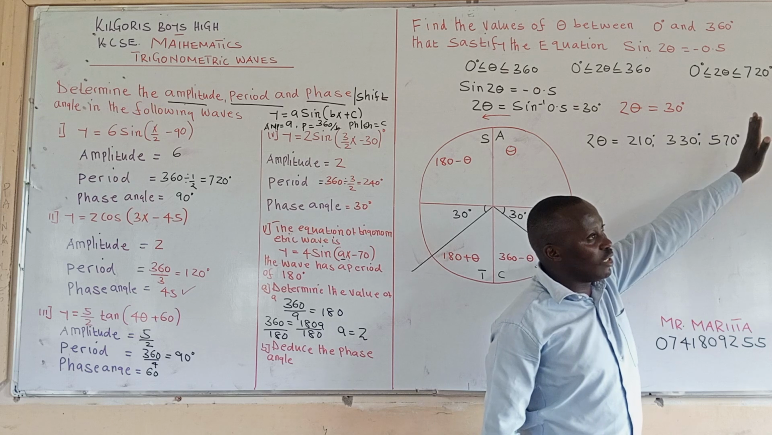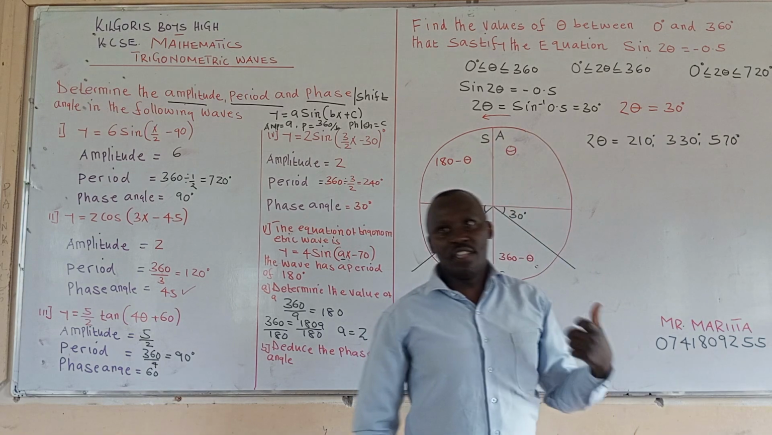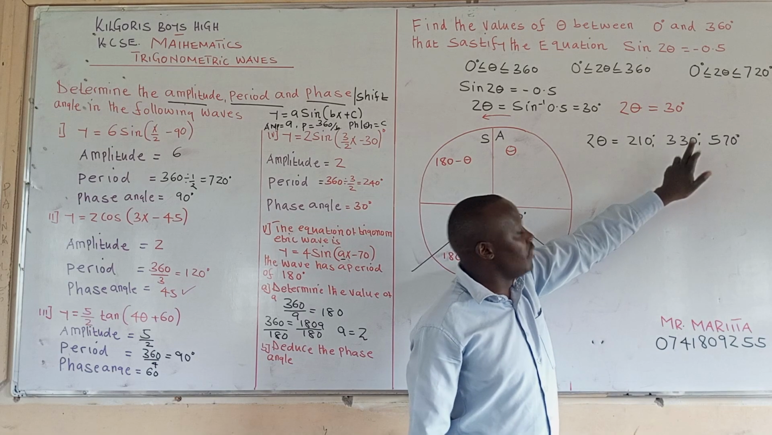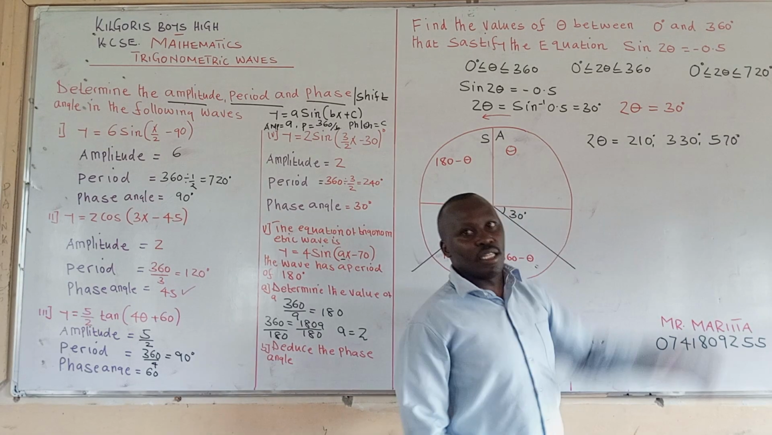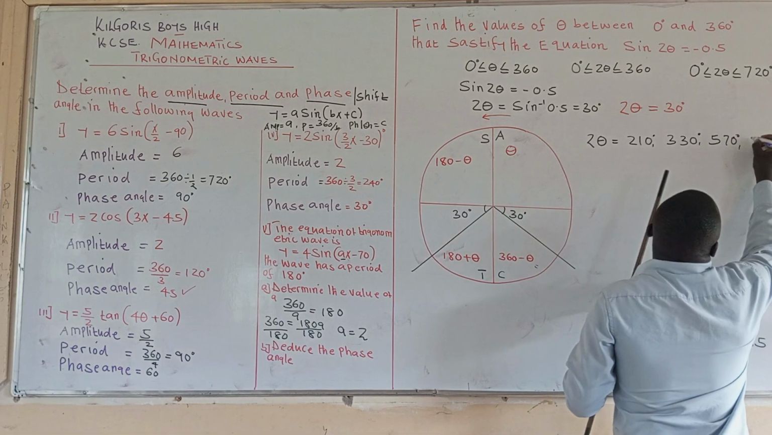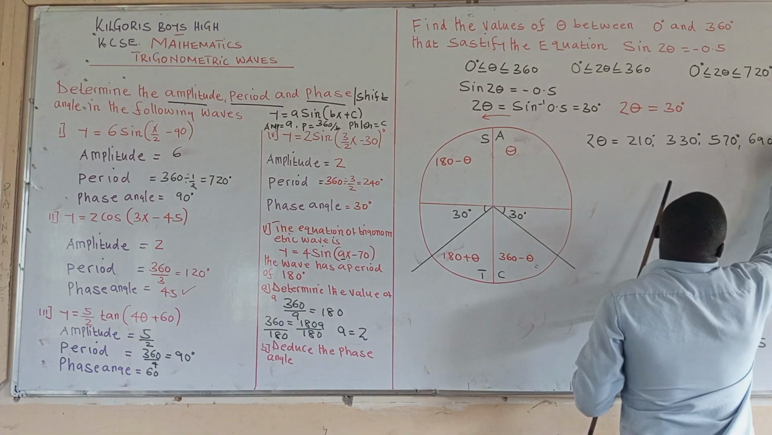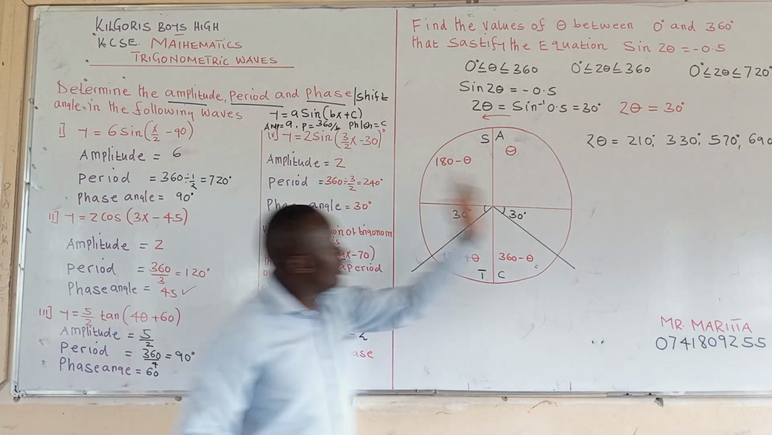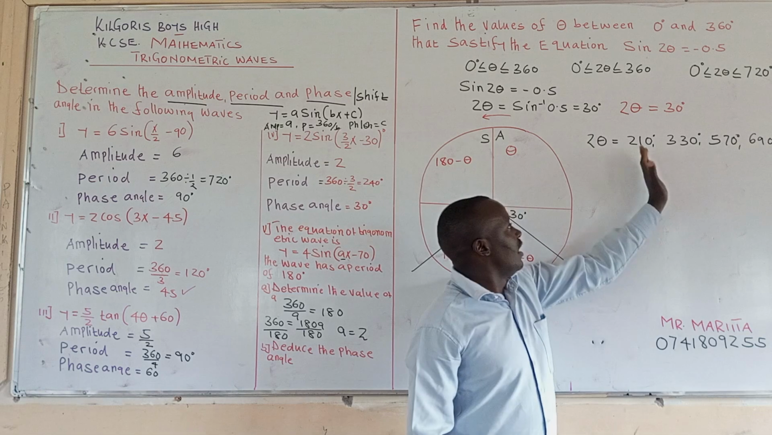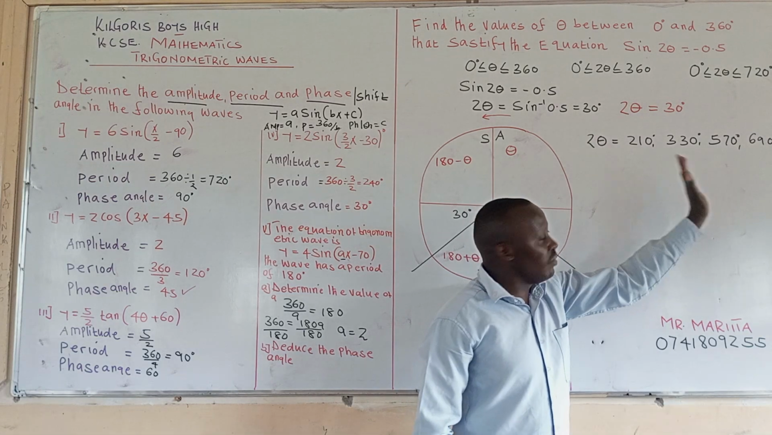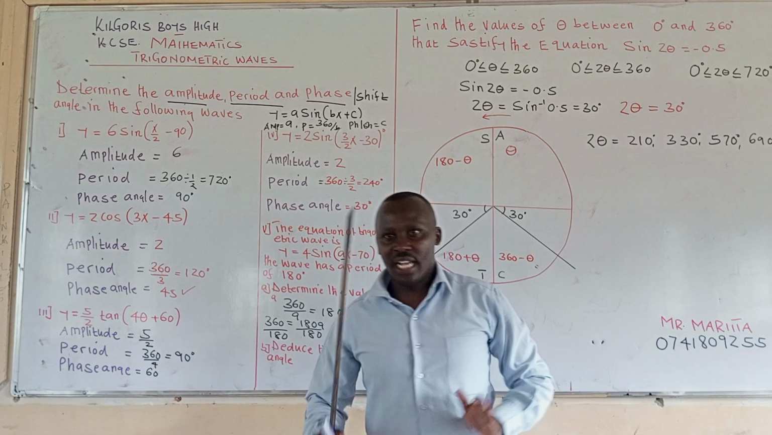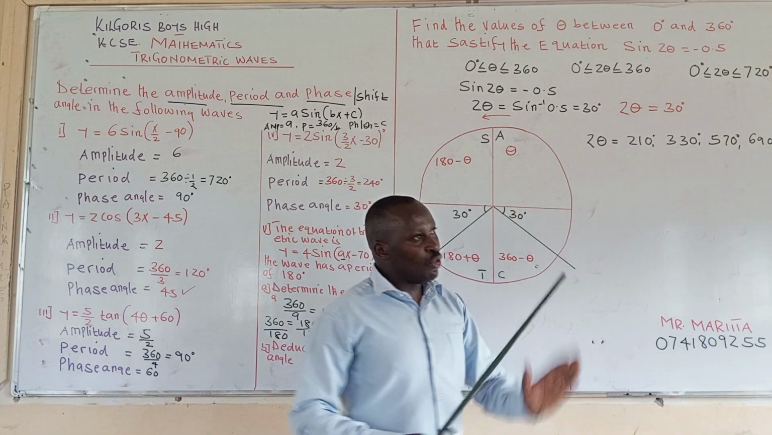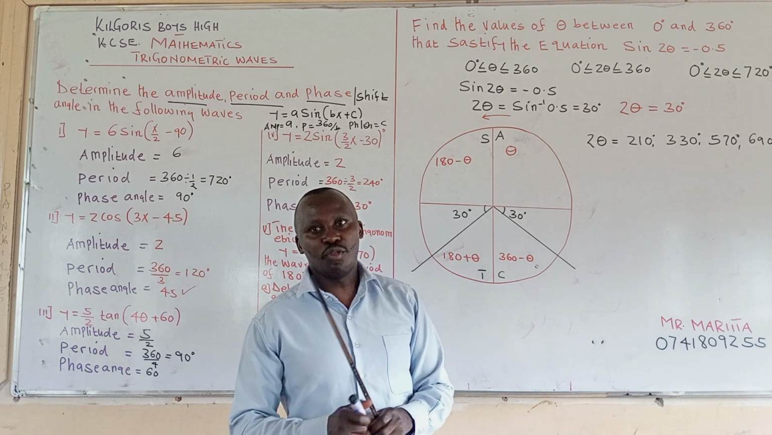We have 720 as the limit. So we move another complete circle of 360. We get 360 plus 330, and this one is giving us 690. Very nice. Now from here we have 2 theta is equal to 210, 330, 570, and then 690. If you divide by 2, we can have the solutions for theta.